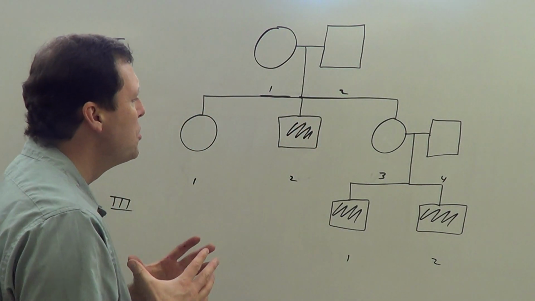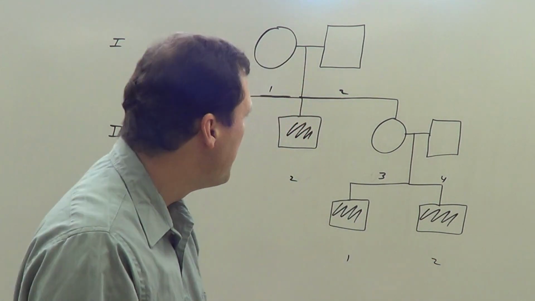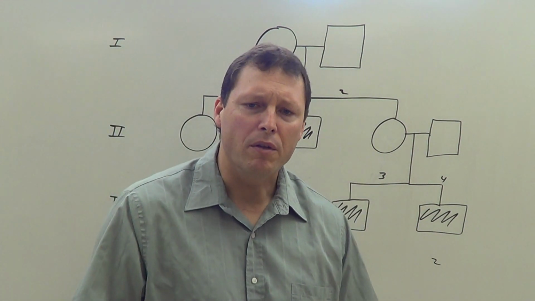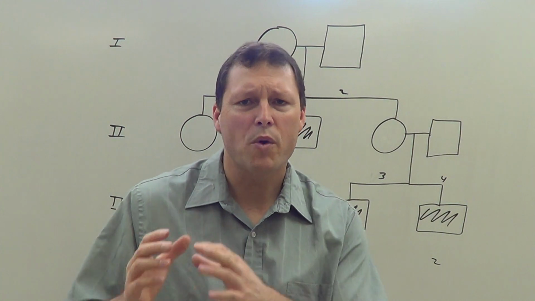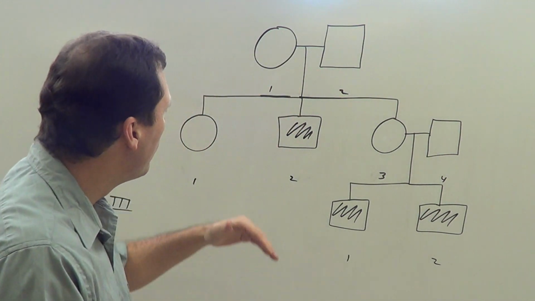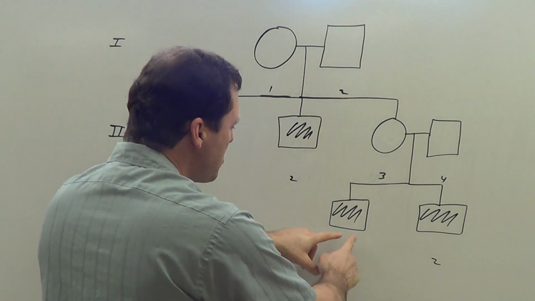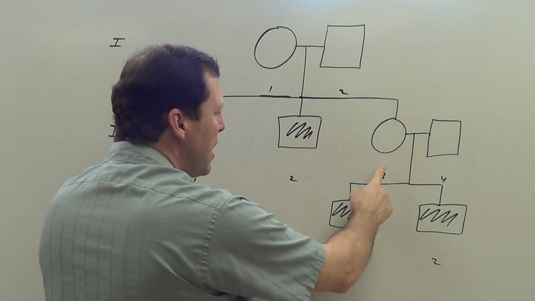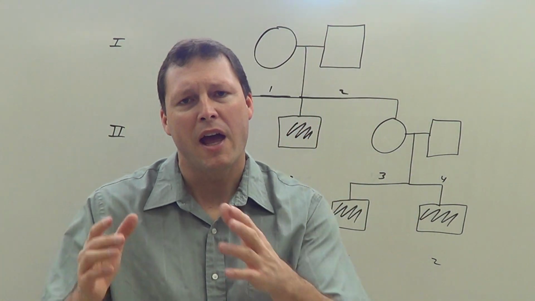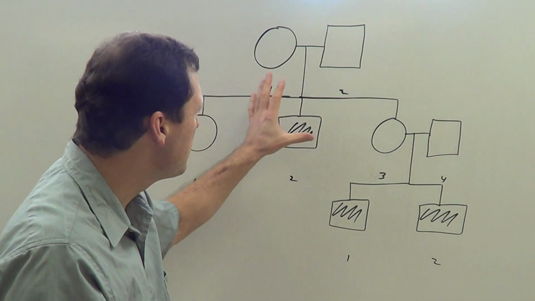Now, the next thing I want to do is determine the mode of transmission. How is this trait inherited? Think about the flow diagram I gave you earlier. The first thing we want to figure out is whether this trait is dominant or recessive. Do all affected individuals have an affected parent? Let's look at some affected individuals. Do they have an affected parent? No. All we have to do is find one exception, and by default it's going to be a recessive condition. So this is a recessive condition.